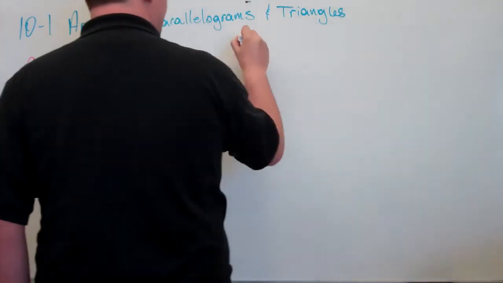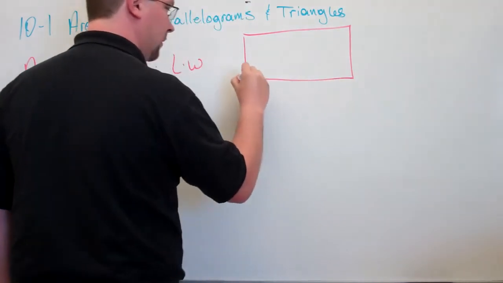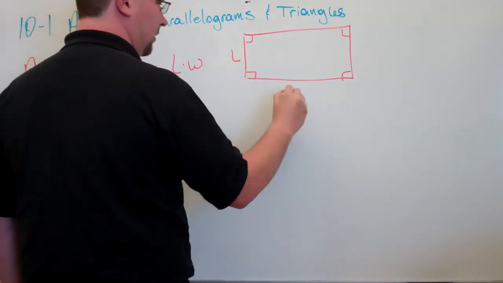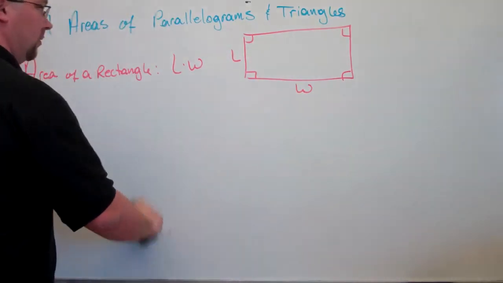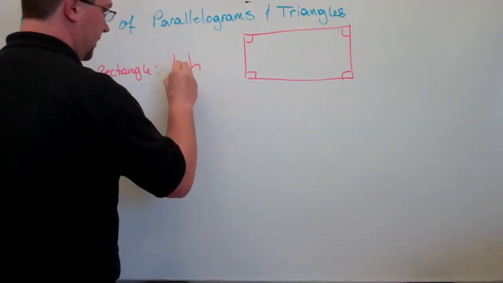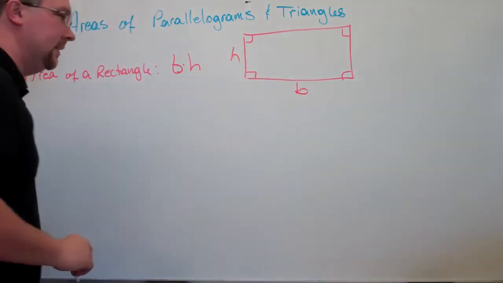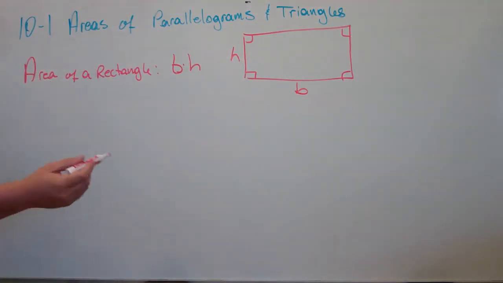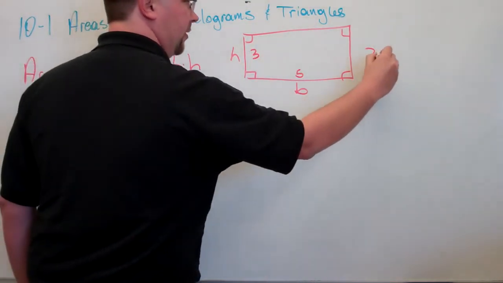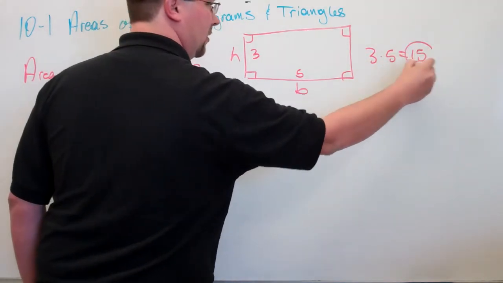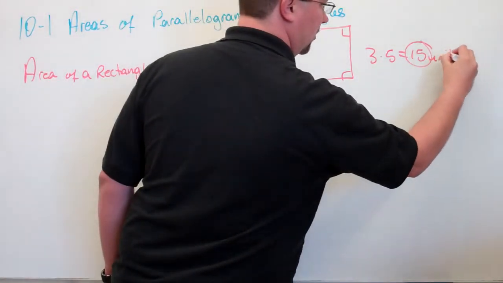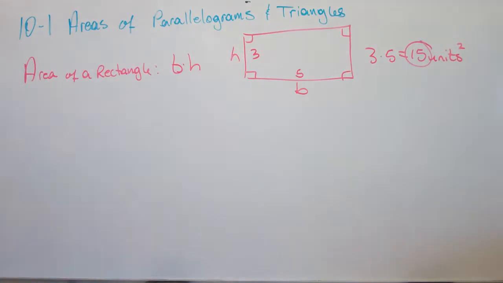So if we had a rectangle, and this was your length, and this was your width. Or, let me use length and height. Or base and height. So this would be your base, this would be your height. To find the area of the rectangle, you could just simply multiply these together. This was 3 and this was 5. You'd go 3 times 5 equals 15. 15 units squared, that would be the area of that rectangle.